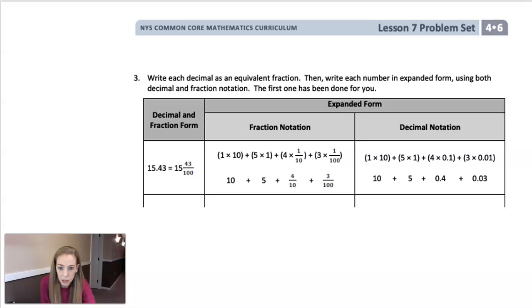So they're looking at this number 15 and 43 hundredths, and they're looking at how many they have in each place value. So they're saying they have 1 ten, 5 ones, 4 in the tenths place, and 3 in the hundredths place. That's all they're doing. So in Zern, you'll have to click a tile and fill in something that looks like this for lesson 7, and you'll be just fine. Just don't turn your brain off. Okay?